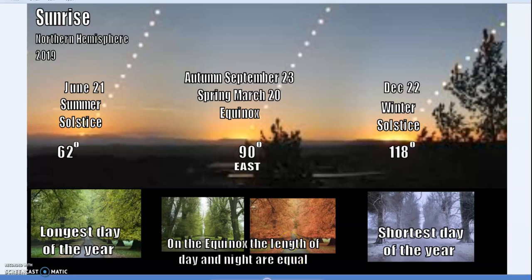But back to the seasons. So the summer solstice, the equinox, spring and autumn, and the winter solstice. There we get east. But this is the summer in the northern hemisphere, June 21st. That's the longest day of the year. In spring and autumn, the equinox, equal days, and then we have the shortest day of the year, the winter solstice in the northern hemisphere.